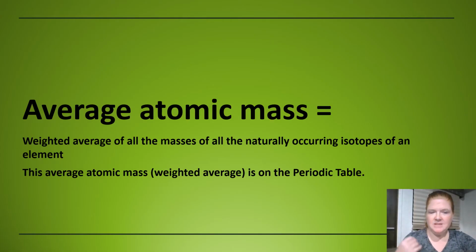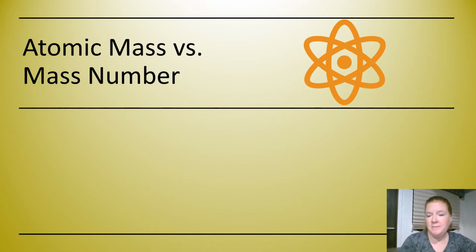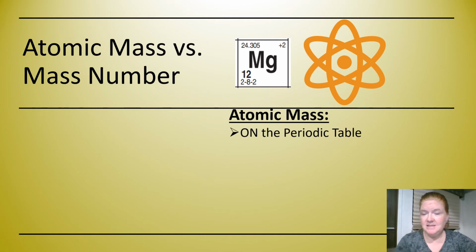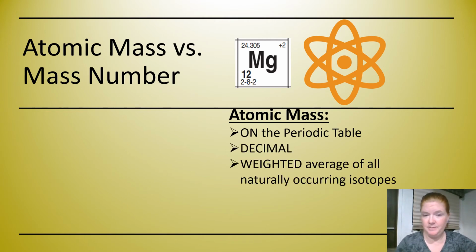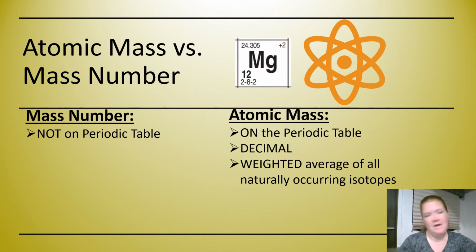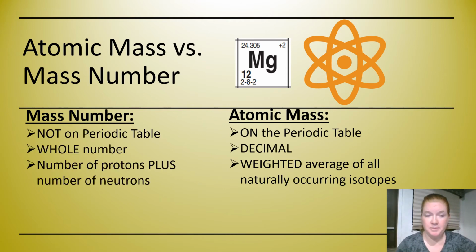So average atomic mass is a weighted average. That atomic mass, that decimal, is a weighted average of all the masses of the naturally occurring isotopes of an element. The average atomic mass, that weighted average, is what's found on the periodic table. So atomic number versus mass number. The atomic mass is on the periodic table. It's a decimal, and it's the weighted average of all the naturally occurring isotopes. Mass number, which was in a previous lesson, is not on the periodic table. It's a whole number, and it's the number of protons plus the number of neutrons.